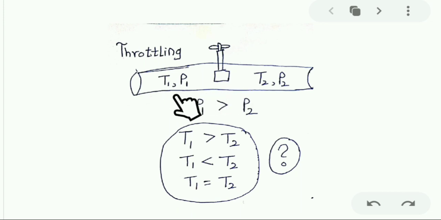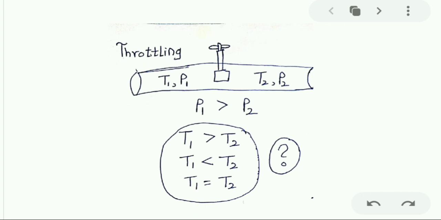So this is T1 and P1, temperature and pressure at inlet, and T2 and P2, temperature and pressure at exit. Remember, during throttling, pressure will always decrease. So P1 would be greater than P2. But what about the temperature? Will temperature increase, decrease, or remain constant? We don't know. That is the question mark. And here arises the need for the Joule Thomson coefficient.